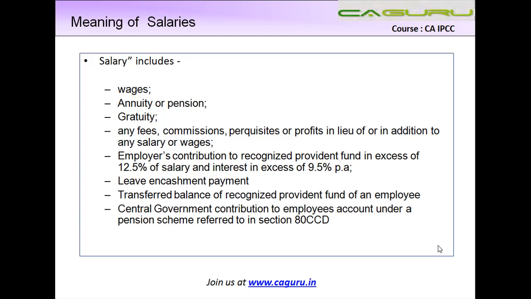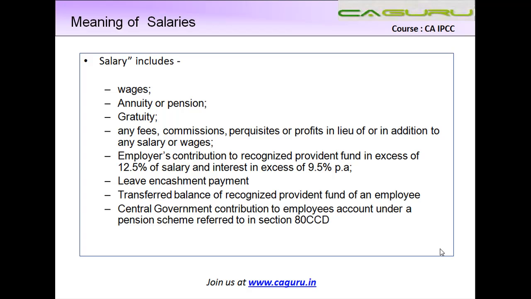Now what does this mean? That salary also includes certain other things, but specifically all these form part of the salaries. So anything else beyond this which an employer gives to an employee, again I'm laying stress on the fact that it has to be given by the employer to the employee, is also salary, but these specific things are included.